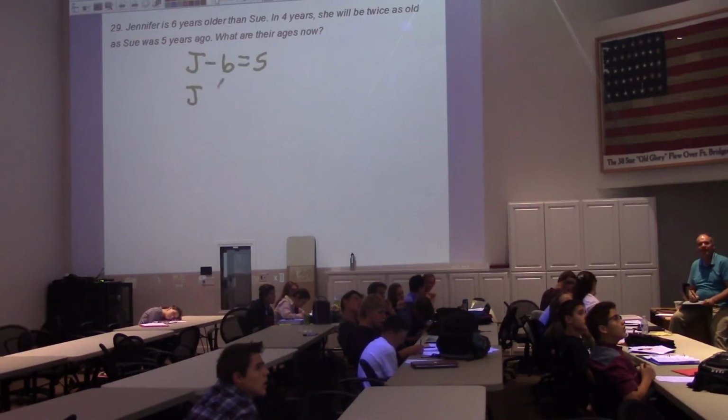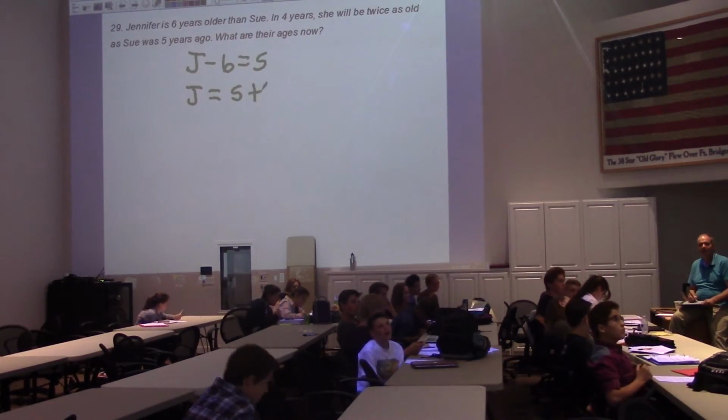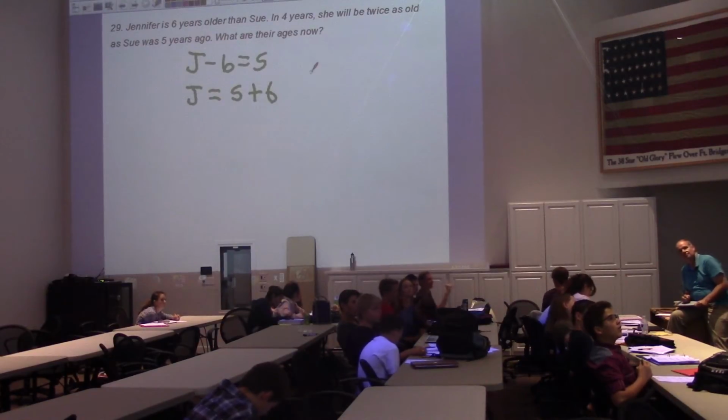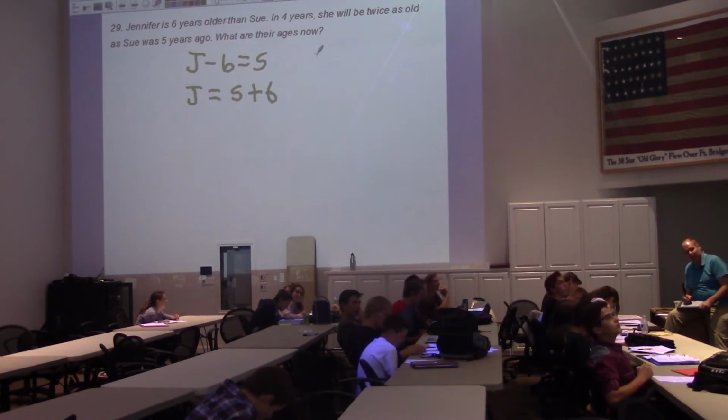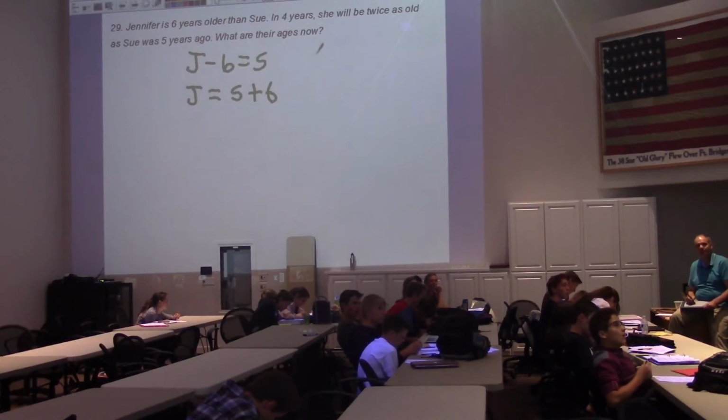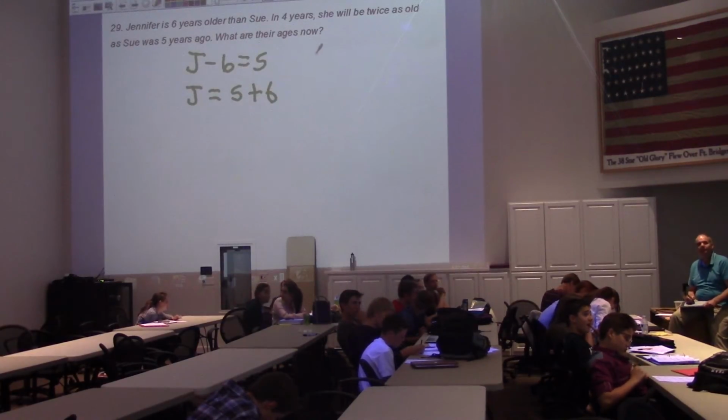Or we could do J equals S plus 6. I got mixed up, sorry guys. Those would both be acceptable. You can do J minus 6 equals S, or J equals S plus 6. They both are okay. Yep. Okay, Joe, good job.